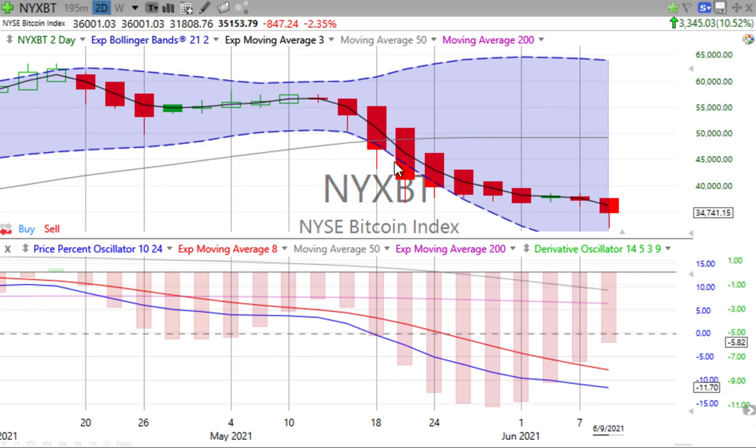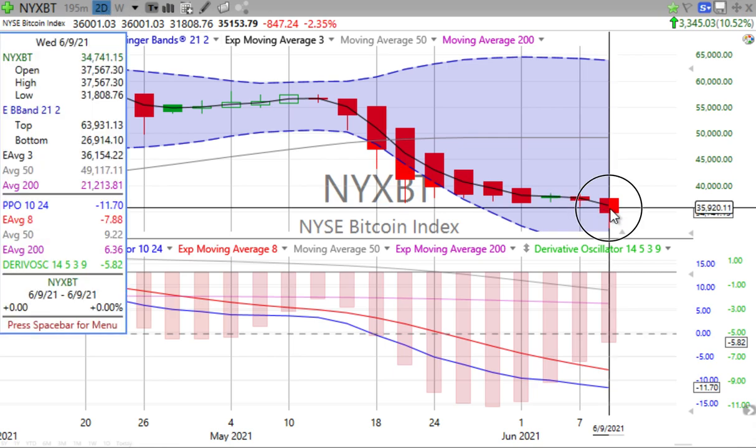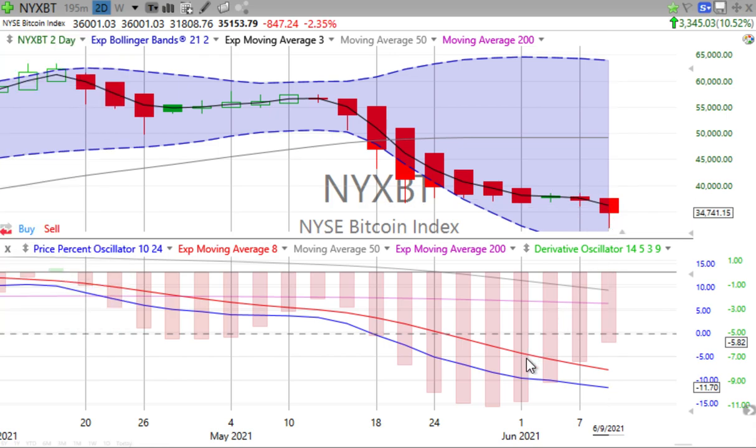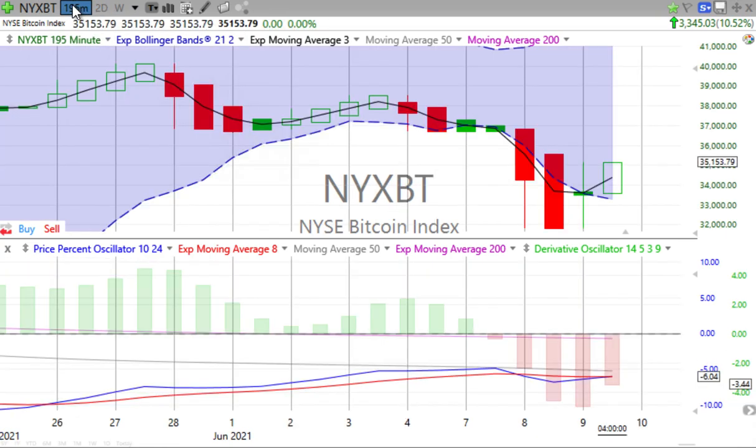Sorry, on the weekly. On the 2-day, we can see where we hit that low. Again, the low for the week so far, down to 31,808.76. Derivative oscillator losing downward momentum. Price percent oscillator still moving down on that 2-day chart.